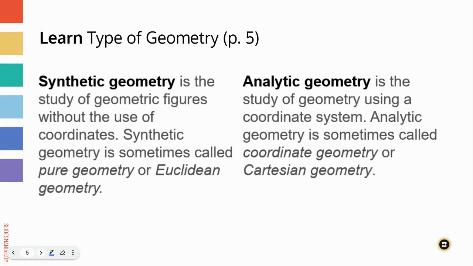And we are going to focus on two different types of geometry. So this is on page 5. We have synthetic geometry, and that is the study of geometric figures without the use of coordinates. Synthetic geometry is sometimes called pure geometry or Euclidean geometry. And then we also have analytic geometry, which is the study of geometry using a coordinate system. So what you are used to as graphing. Analytic geometry is sometimes called coordinate geometry or Cartesian geometry.